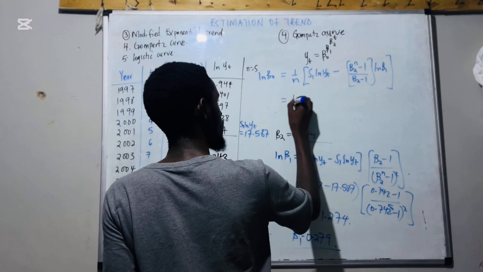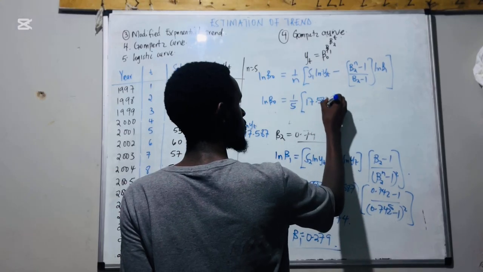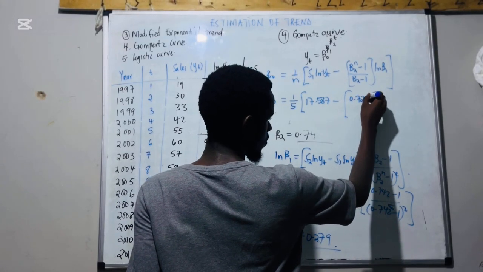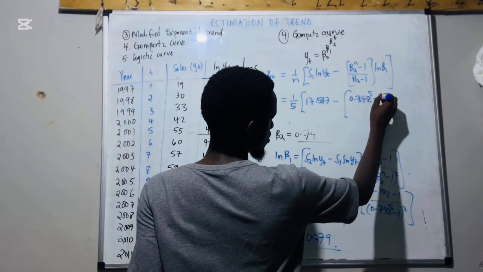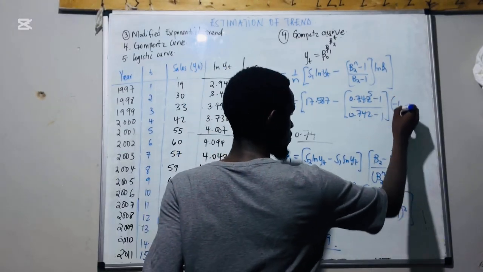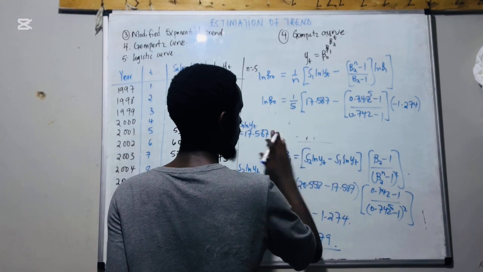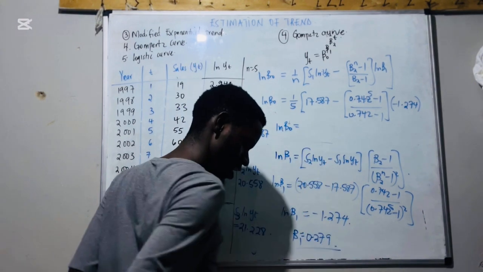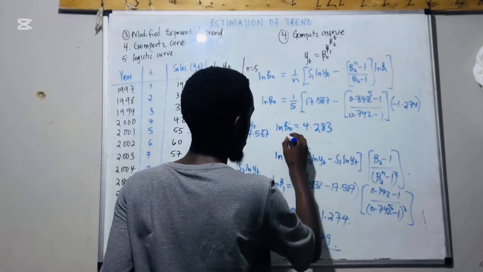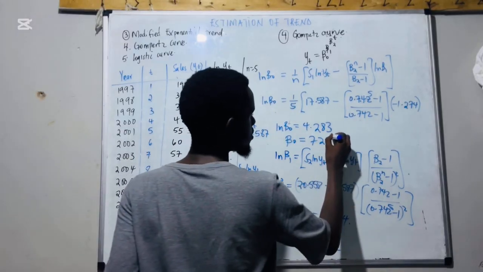Therefore, here 1 over n is 1 over 5. This is ln beta naught. S1 we have it at 17.587, then minus our beta 2 we have it as 0.742 power 5 minus 1 out of 0.742 minus 1. Then ln beta 1 is the same as having negative 1.274, something like this. And therefore, we conclude that our ln beta naught is the same thing as having, if I press the calculator properly, 4.283, and then our beta naught is going to be the same as having 72.448, something like this.